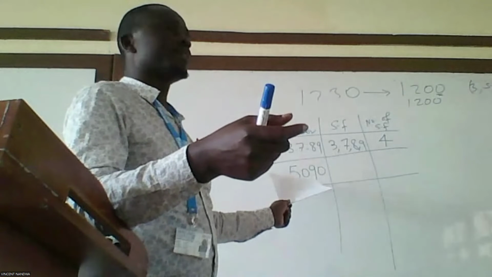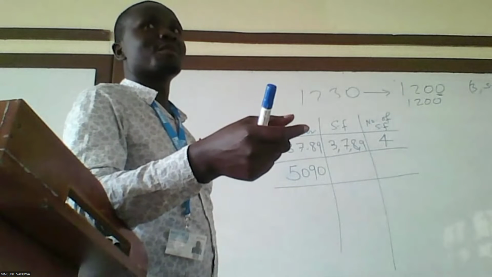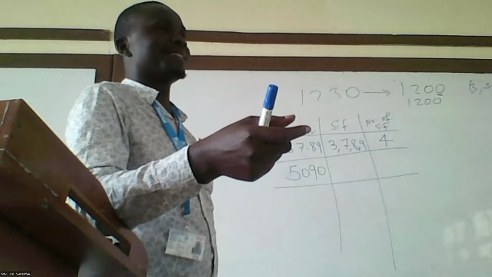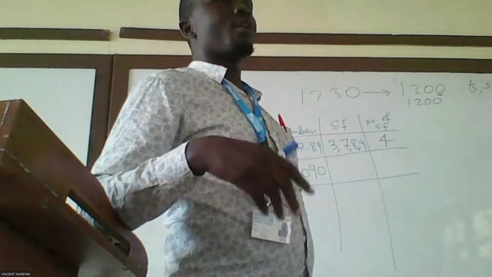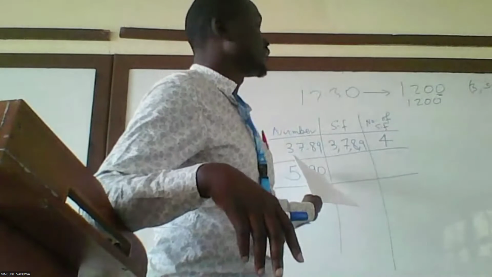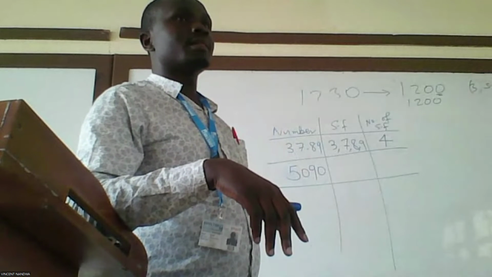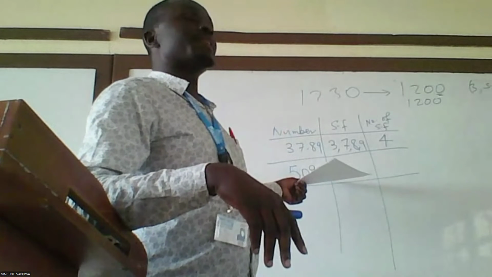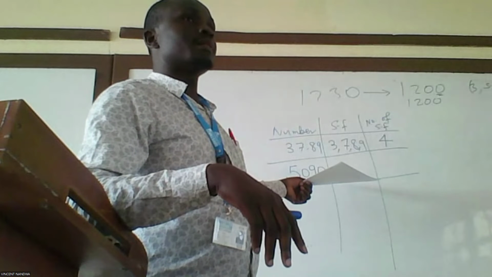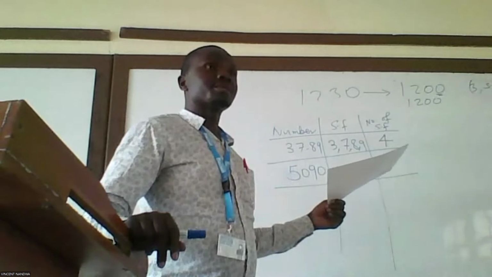How many significant numbers are here? Four. This 0 is significant. Is this last 0 significant?